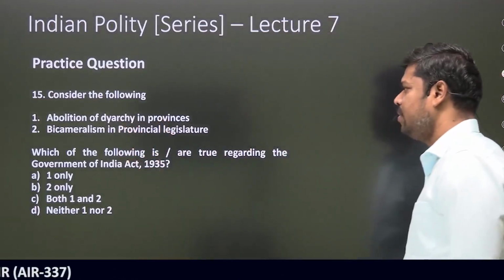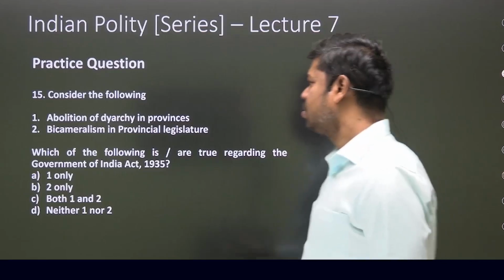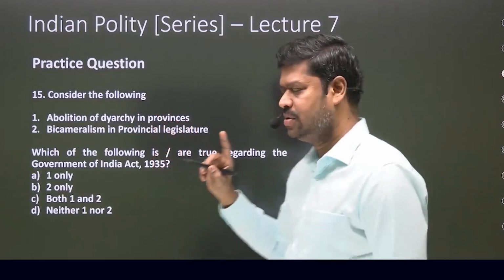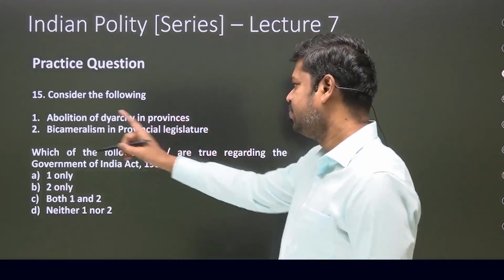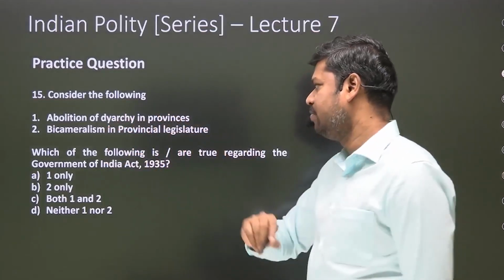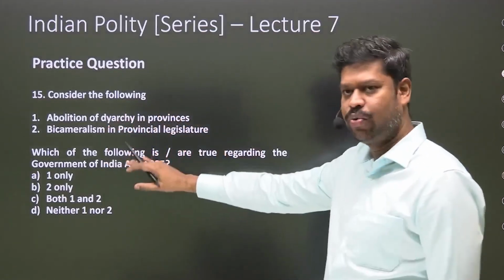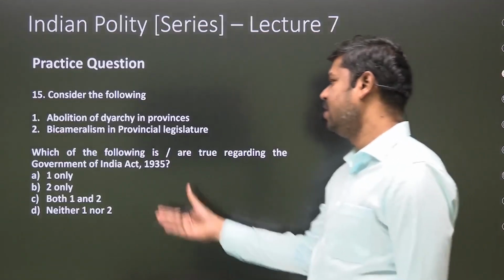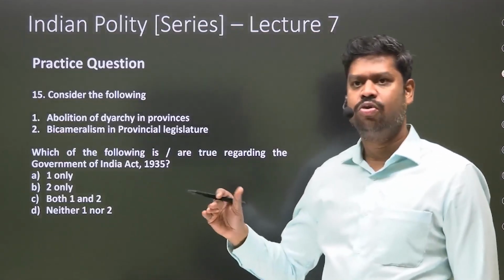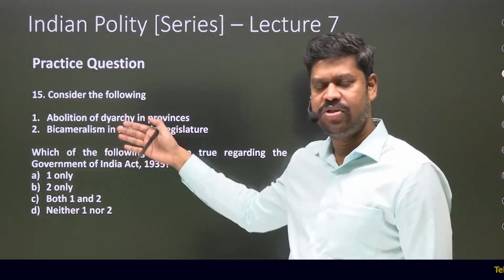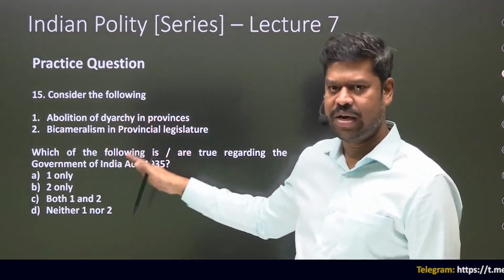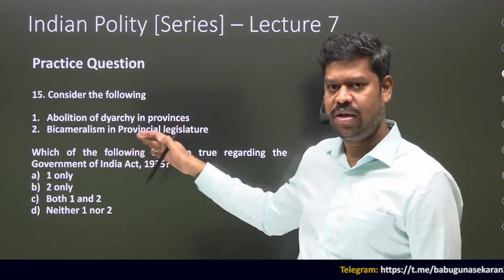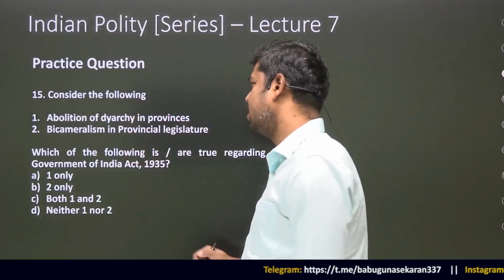Consider the following. Statement 1, abolition of diarchy in provinces. That is the first statement. Statement 2, bicameralism in provincial legislature. Now let us read the question. Which of the following is true regarding the Government of India Act 1935? Which means the question is asking of these two statements, which are the features of the Government of India Act 1935. So let us try to understand the features of the Government of India Act 1935.